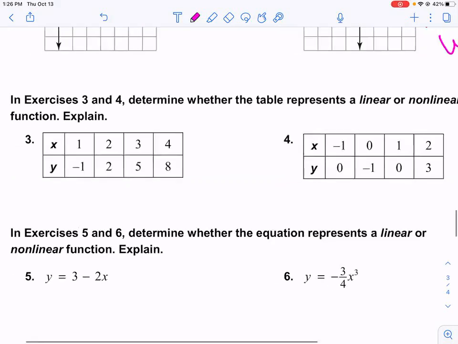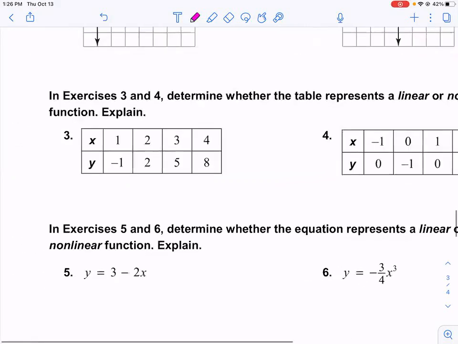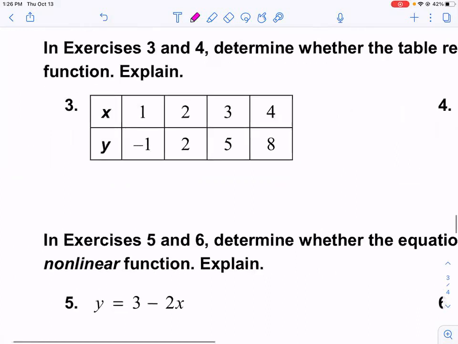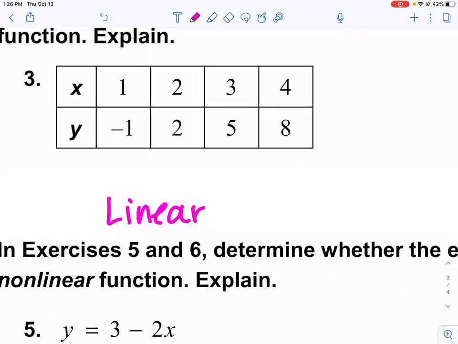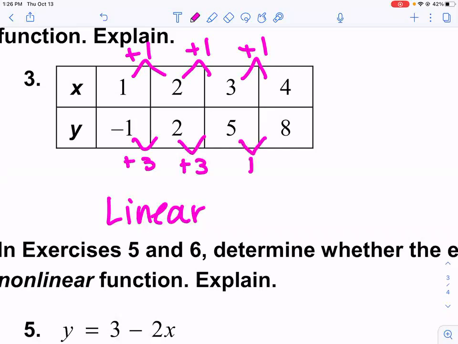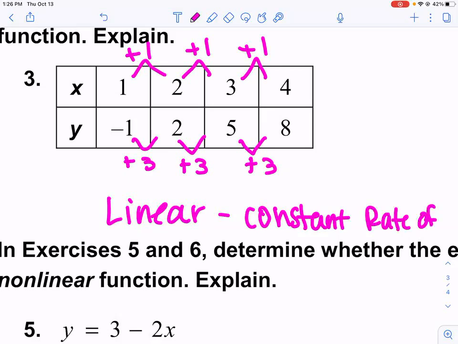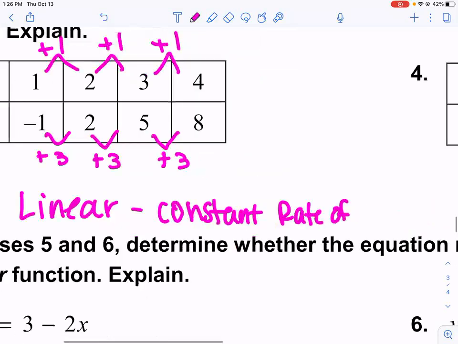Okay, Preston, is number 3 linear or non-linear? Okay, Preston says that number 3 is linear. Do you agree? It looks like the X's have a constant change of +1, and the Y's have a constant change of +3. So this is a linear function. We have a constant rate of change. That would be your explanation.